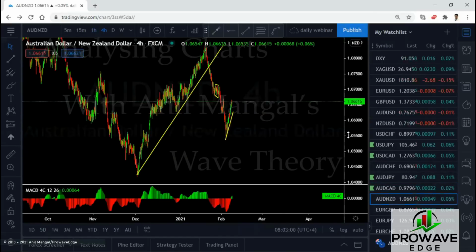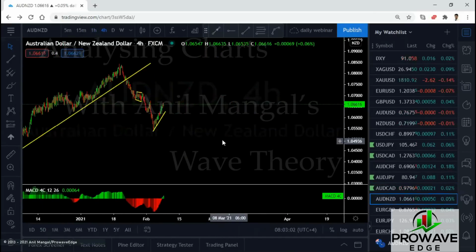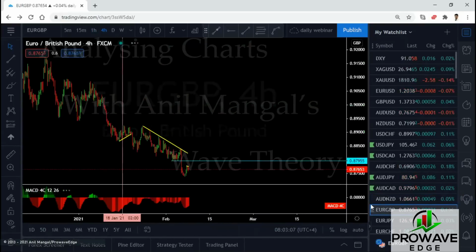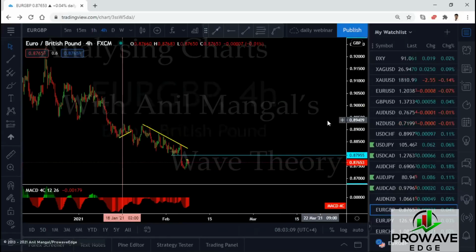Let's go Aussie, New Zealand, stay out of it. Remember I told you this downside is not sustainable. It's not going to go. Stay out of it. It's going up. It's not a buy. Forget about that thing. It's a mess. Swiss dollar, we want, Euro pound.